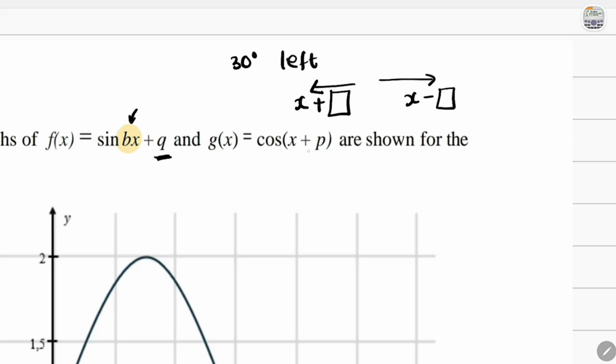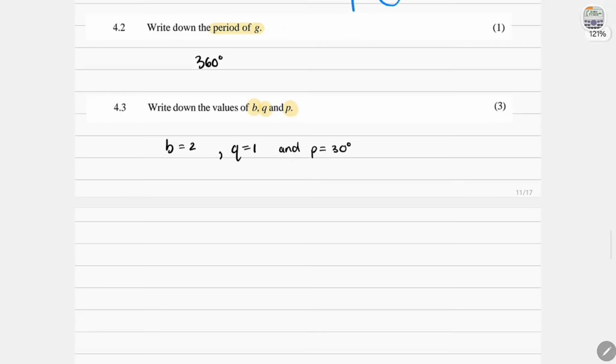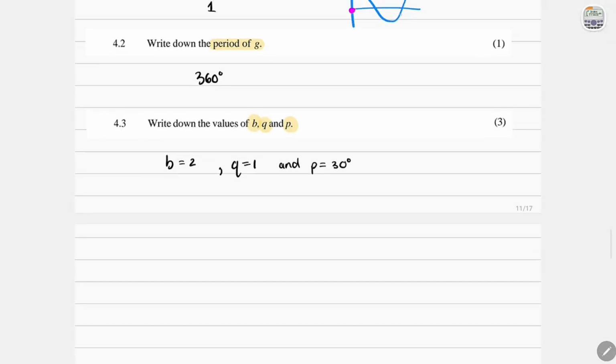So this means that we're going to have cos x, and then we're going to say plus 30 degrees, and that's going to shift it to the left. So it means that the value of P is actually positive 30 degrees. So that is our answer there. P is equal to 30 degrees, and that is it for question 4.3. Moving on to the next question.